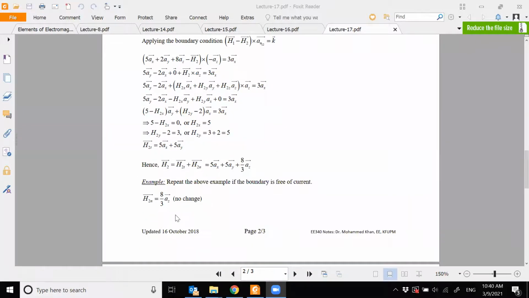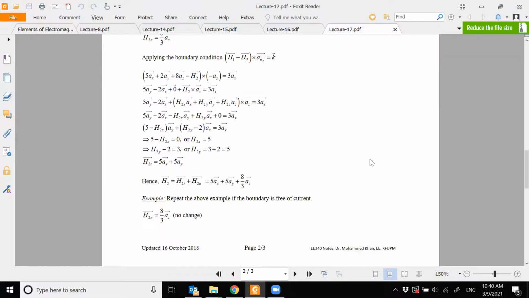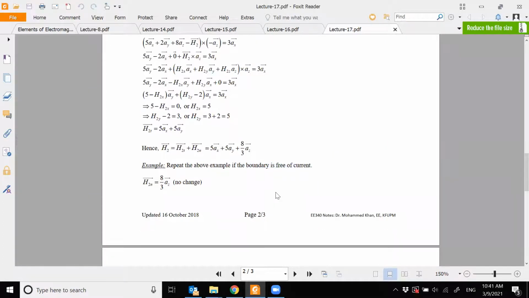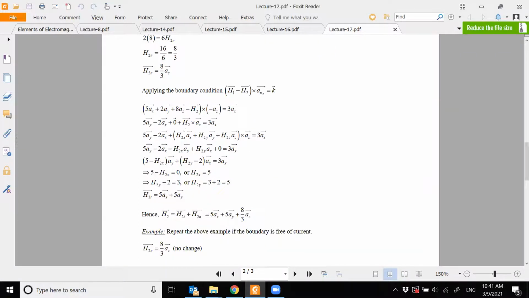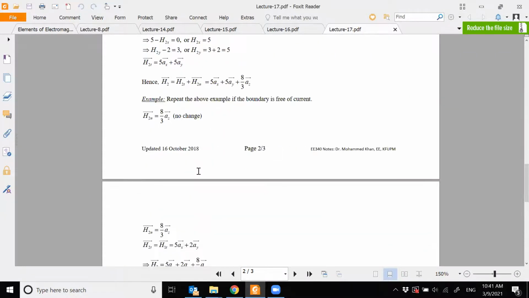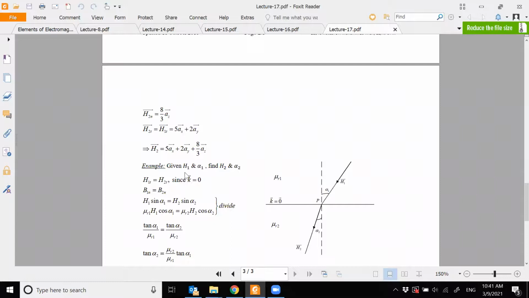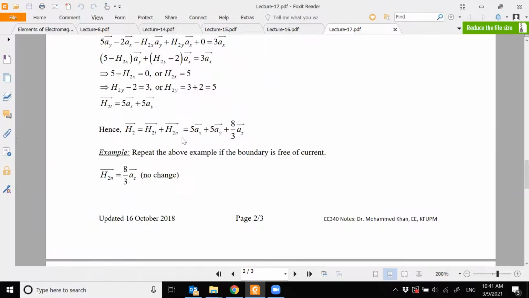Now, this is another example where you need to repeat this problem, but there is no surface current density because the boundary is free from current. So this becomes very straightforward, because first, nothing will happen to the normal component. And for the tangential component, H1 tangential will become equal to H2 tangential. So it is very straightforward: it is 5AX plus 2AY plus 8 over 3. Nothing is going to happen here, so your H2 tangential will become the same as your H1 tangential.